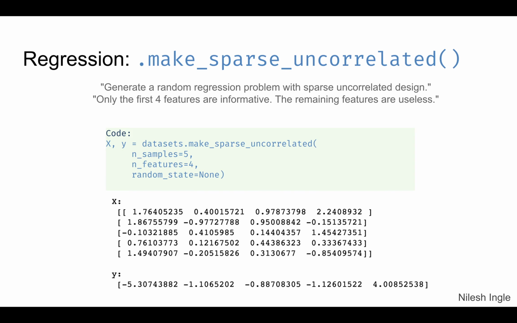Next, we have make_sparse_uncorrelated. What this does is it creates a data set for a regression problem as shown here, which is a sparse uncorrelated design. And this is the command for that, make_sparse_uncorrelated. You can specify a number of samples, number of features, and here I've specified 5 samples. So we have 5 rows and 4 features, and these are the corresponding y values for those.